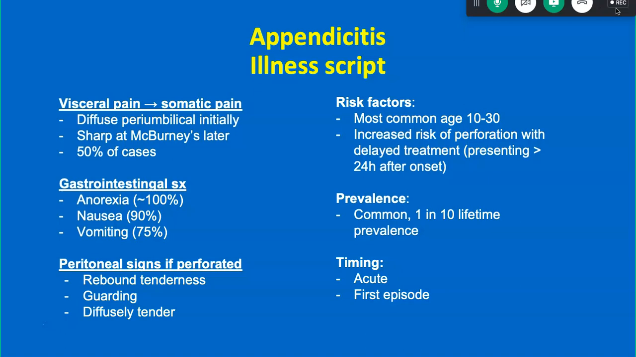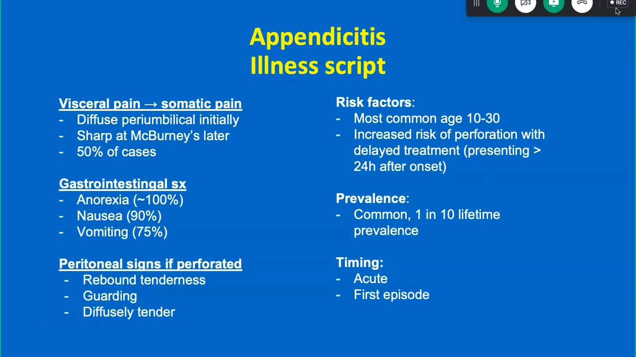Appendicitis patients will have anorexia, so loss of their appetite. Almost all the time they'll have nausea and frequently vomiting as well. If the appendix perforates, which is what you're most concerned about in a patient with appendicitis, you'll see diffuse peritoneal signs, including rebound tenderness, guarding, and a diffusely tender abdomen.